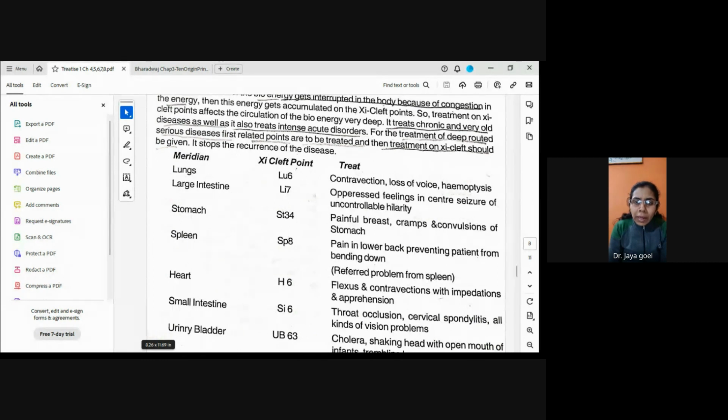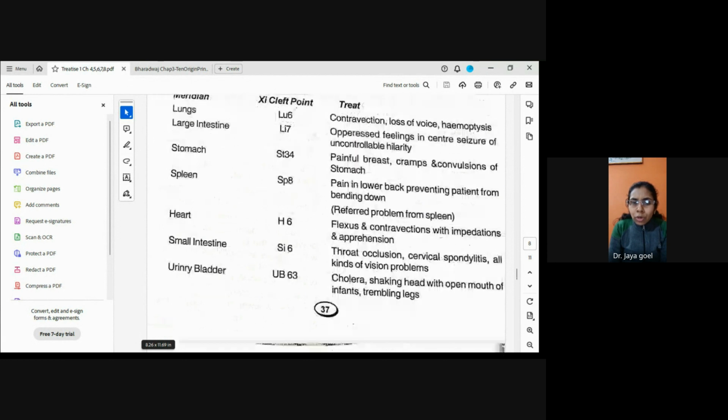Spleen 8, SP8, is the cleft point of the spleen. It is used to treat pain of the lower back, preventing the patient from bending downward. Means back pain with forward bending restriction is treated here.